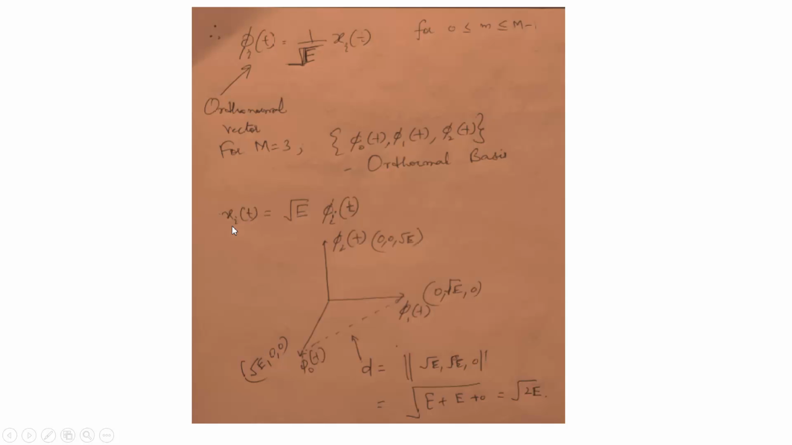And I can express my x_i(t), which is the actual signal, equal to under root of E phi_i(t), right? It will be along one axis, because the basis functions are orthogonal to each other. This is the orthonormal vector we are trying to use. So phi_0(t) will be orthogonal to phi_1(t) and phi_2(t).